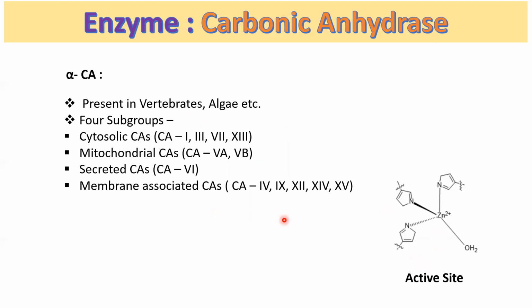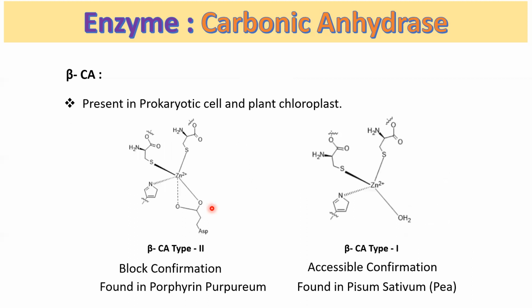There are 4 subgroups of alpha carbonic anhydrase: cytosolic carbonic anhydrase, mitochondrial carbonic anhydrase, secreted carbonic anhydrase, and membrane associated carbonic anhydrase. These four subgroups are isoforms of the enzyme. That means they have the same function but different amino acid sequences. Now beta carbonic anhydrase is found in prokaryotic cells and in different plant chloroplasts.